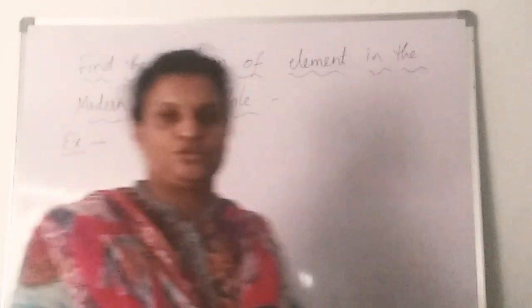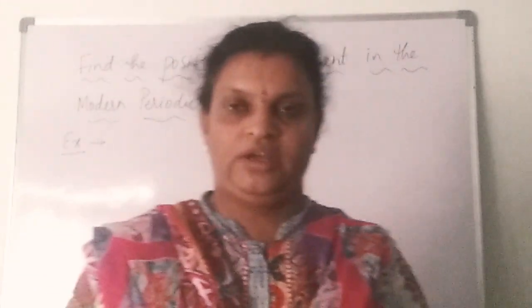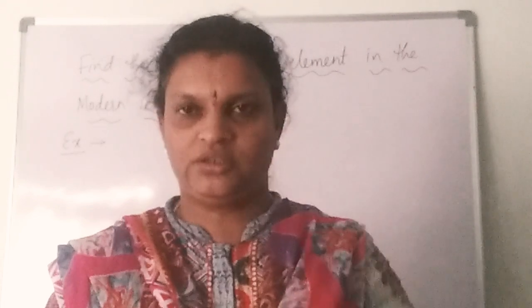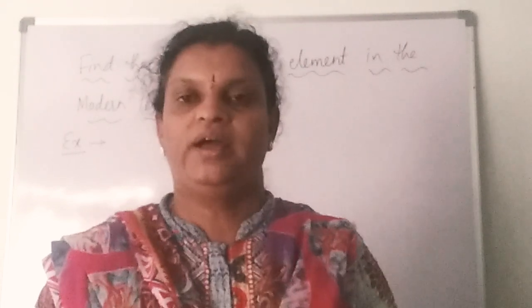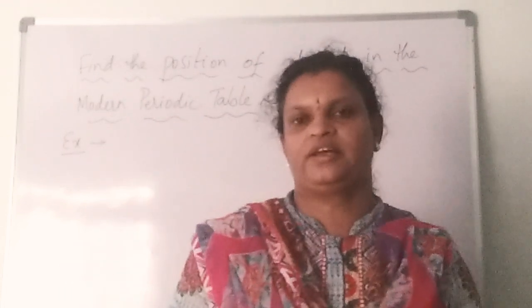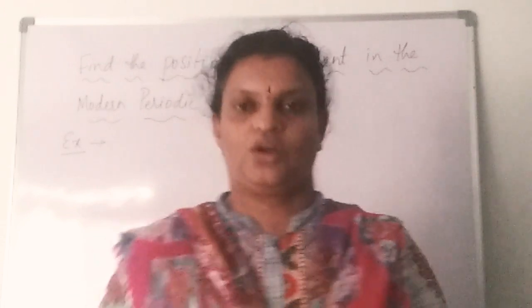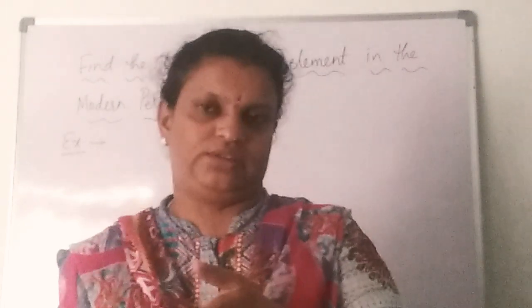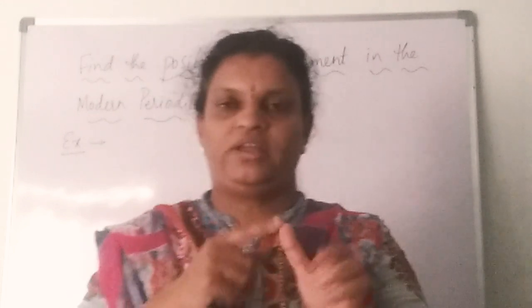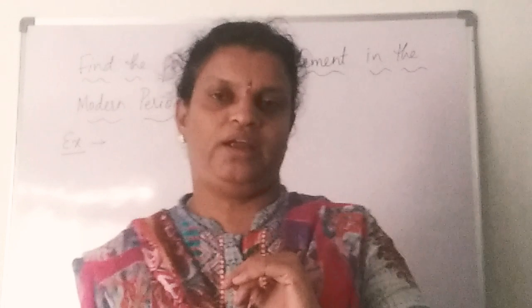But before going to this, we should know what this modern periodic table is. It was given by the scientist known as Moseley. It contains 4 blocks, S, P, D, F. Along with that, 7 periods are there. Along with that, 18 columns are there, which are grouped under 16 groups: 1A, 1B, 2A, 2B, like that up to 8A and 8B.